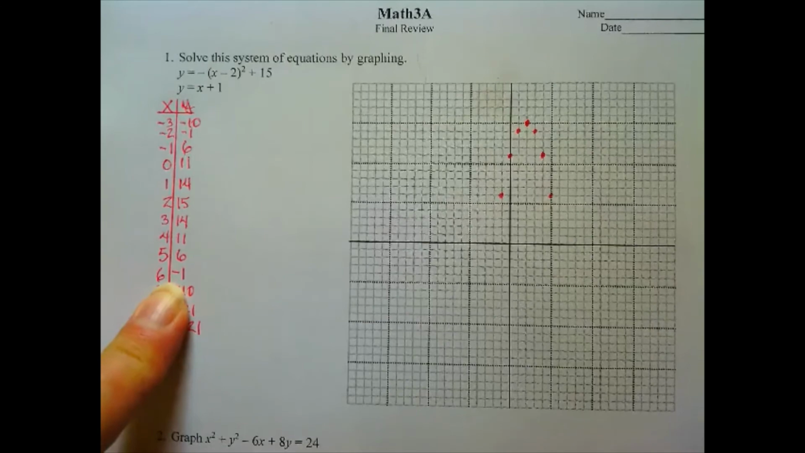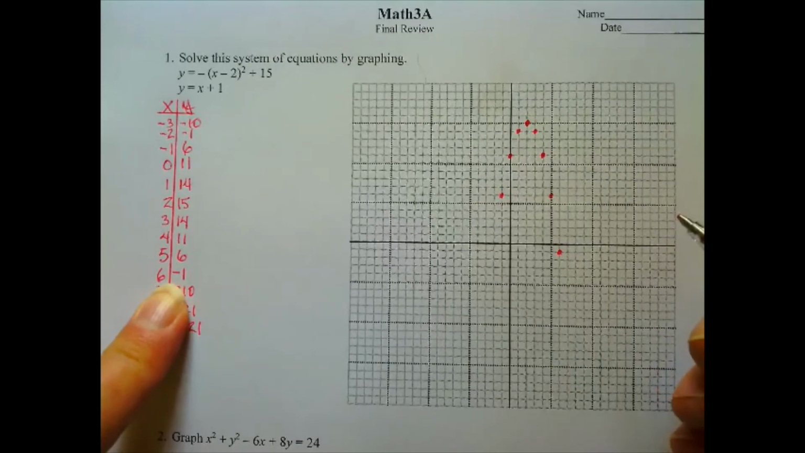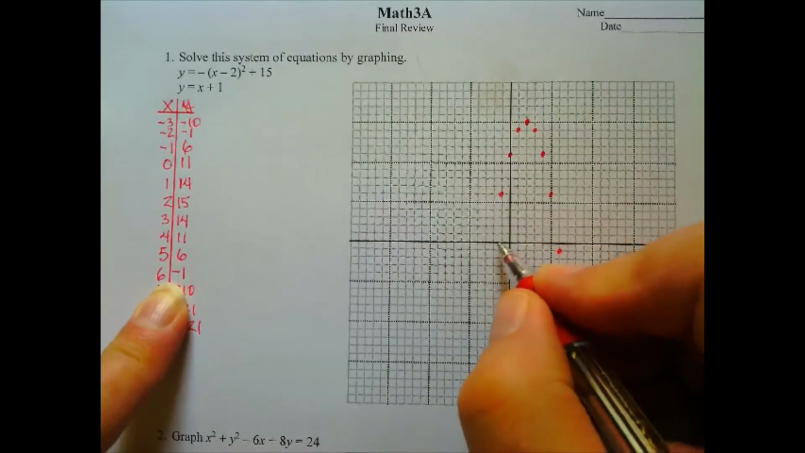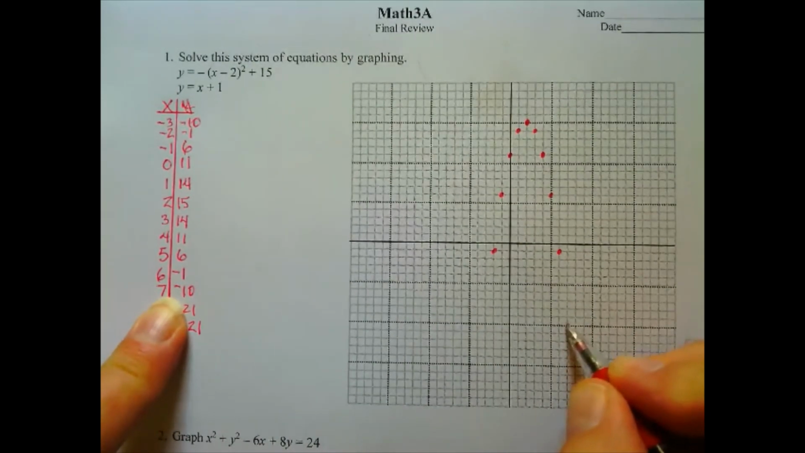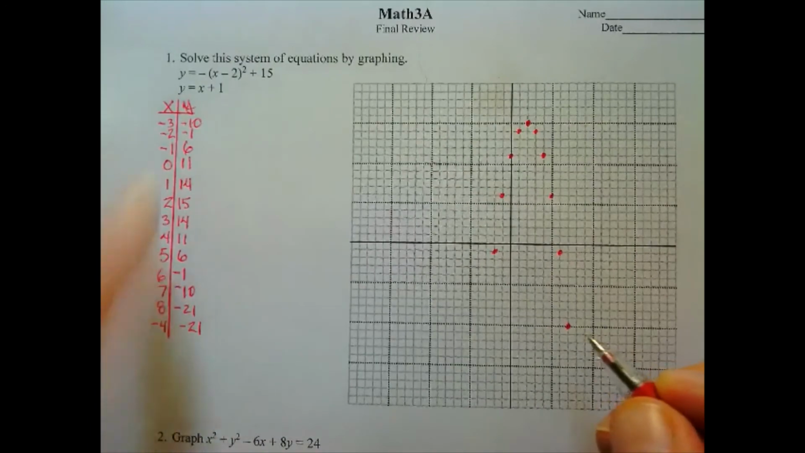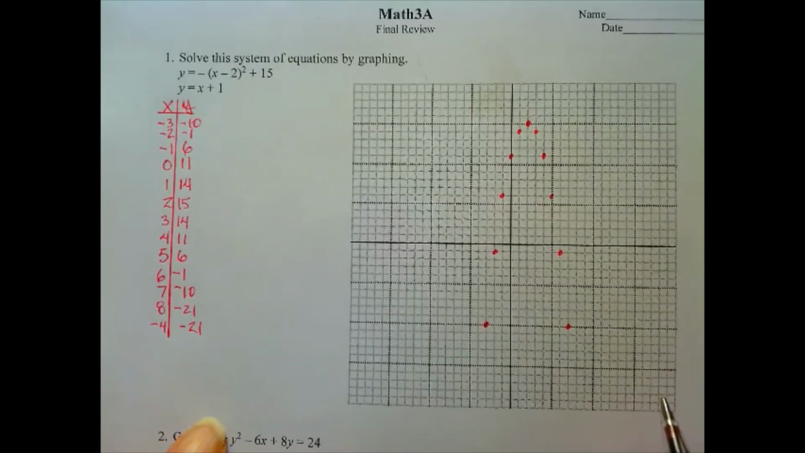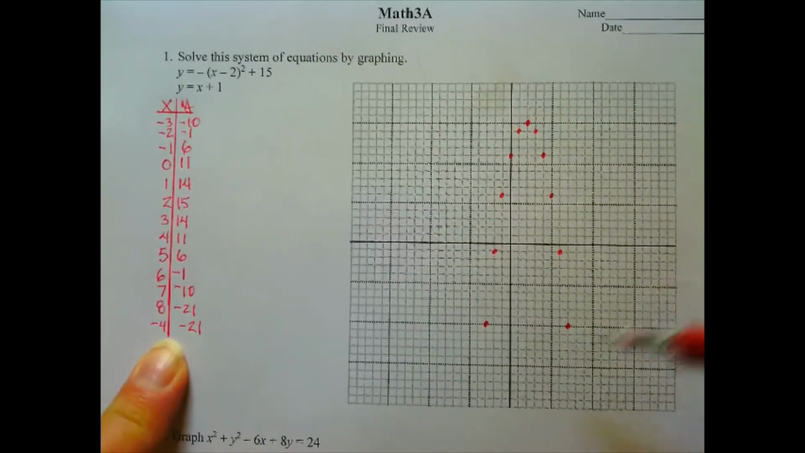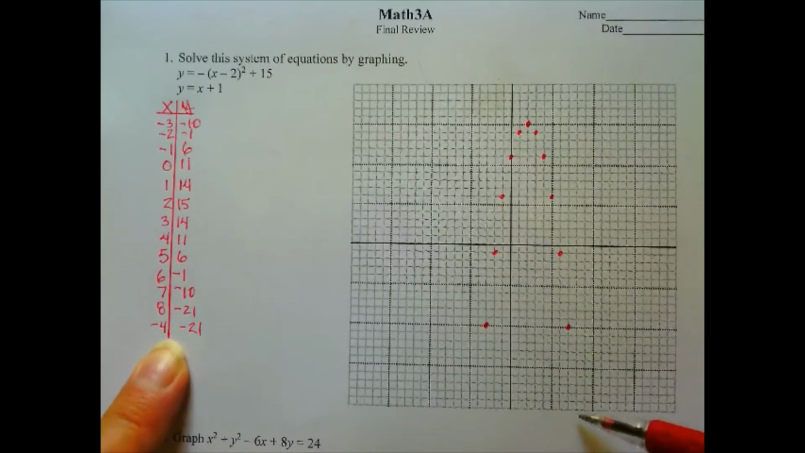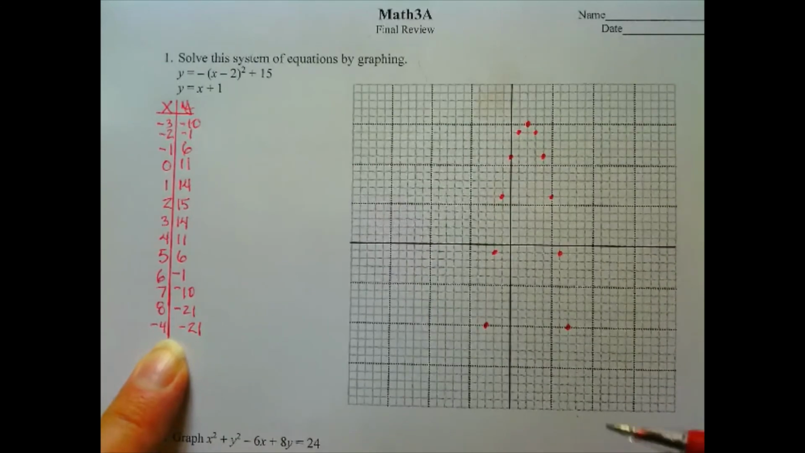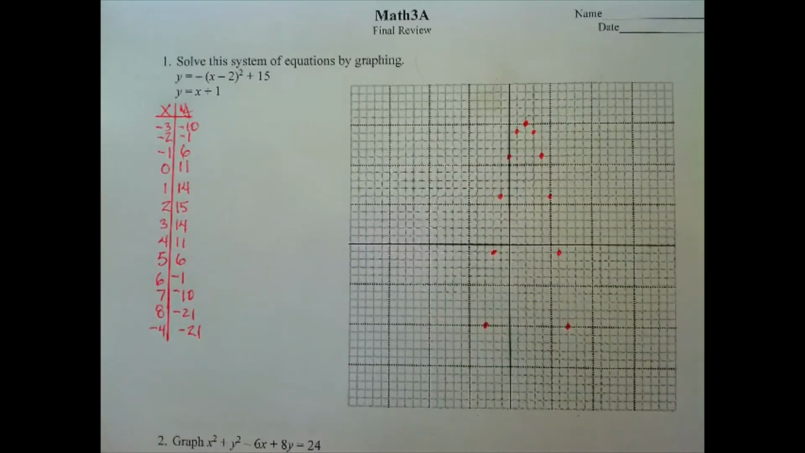6 is negative 1. Negative 2 is negative 1. 7 is negative 10. Negative 3 is negative 10. And the last 2 points would actually be right off the graph. So 8 is negative 21, which would be down here approximately. And negative 4 is negative 21, so again about there. So those ones are just off the graph.